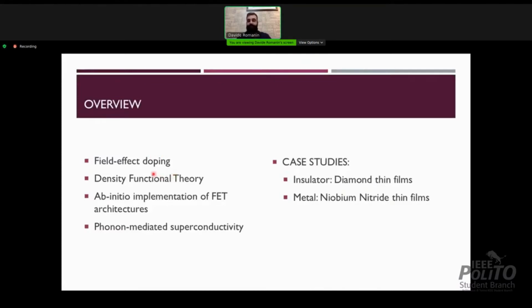the theoretical and computational technique that I use in my research, as well as the ab-initio implementation of the field effect architecture in this technique. And I will also briefly recap the physical principles behind phonon-mediated superconductivity. And finally, I will discuss 2 case studies. I will discuss an insulator, in particular diamond thin films, and a metal, niobium nitride thin films.